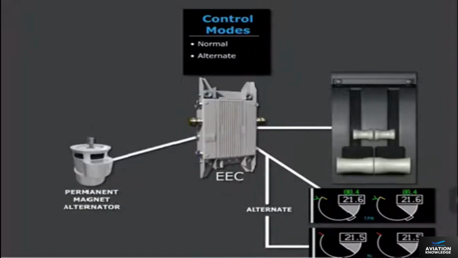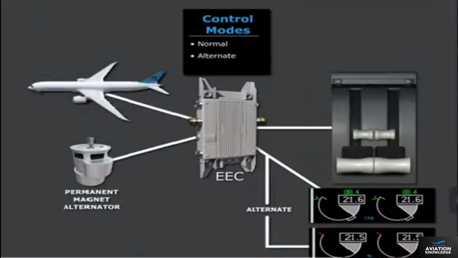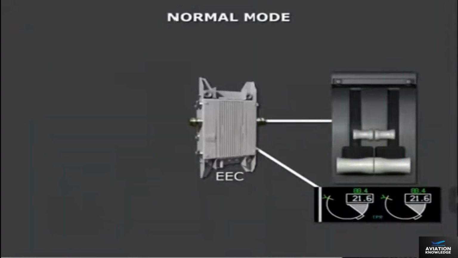During normal operations, the EEC is powered by a dedicated permanent magnetic alternator, or PMA. For engine start, initial EEC power is supplied by the airplane electrical system. The airplane also serves as an alternate EEC power source whenever a PMA is unavailable. In the normal mode, the EEC sets thrust by controlling TPR, based on thrust lever position.